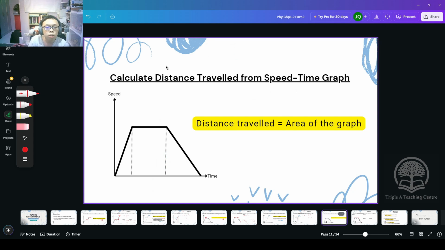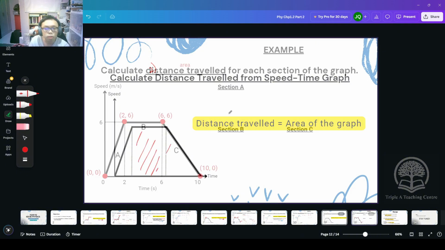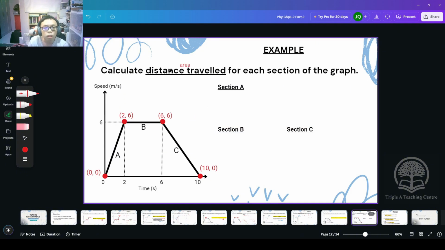Okay, so we learned how to find acceleration from the speed time graph. Now we learn how to find distance travelled from the speed time graph. This is the second piece of information we can obtain from the speed time graph. Different from acceleration, which we get from the gradient, for distance travelled, we get it from the area under the graph. Let's see an example. Calculate distance travelled for each section of the graph A, B, and C. So you need to know the area of a triangle, rectangle and square, all that.